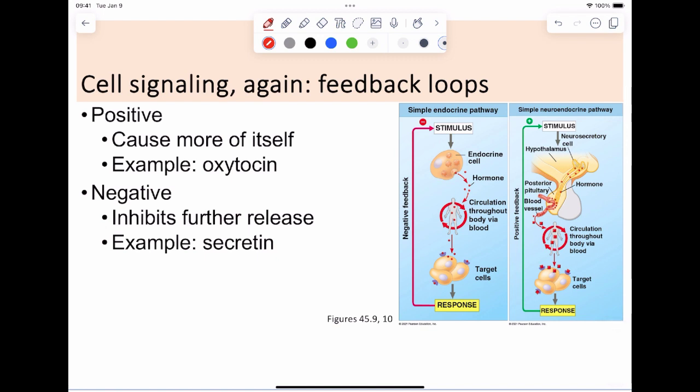Both of those examples, the prednisone and the testosterone example, follow what we call feedback loops. In particular, that would be a negative feedback loop. Negative feedback loops are when the production of something stops its own release.